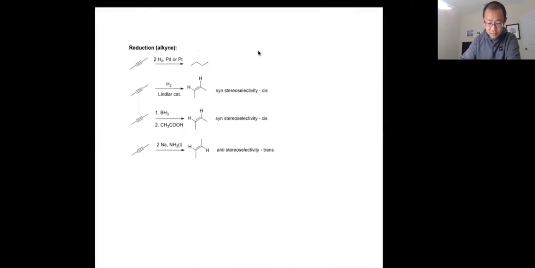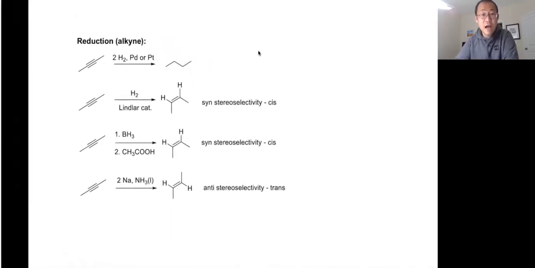Next, reduction of alkyne. Reduction means add hydrogen. The first reduction is full hydrogenation, meaning we have an excess of hydrogen under a metal catalyst, palladium, platinum, or nickel. We can saturate the triple bond to what? To an alkane. Very simple, straightforward.